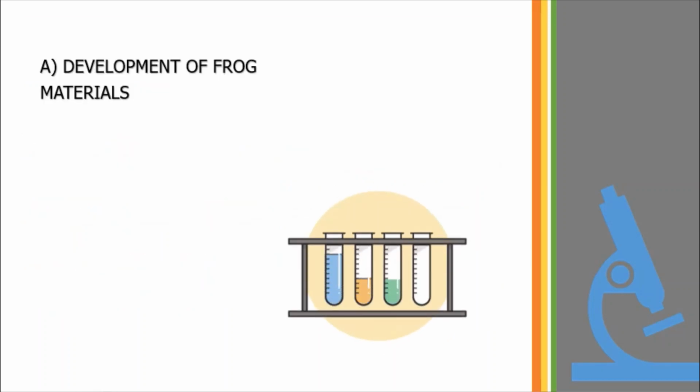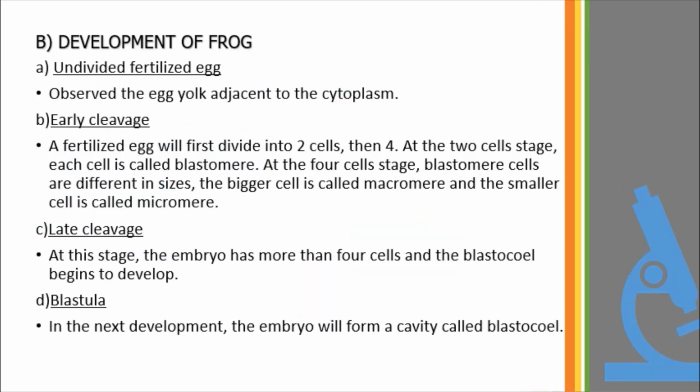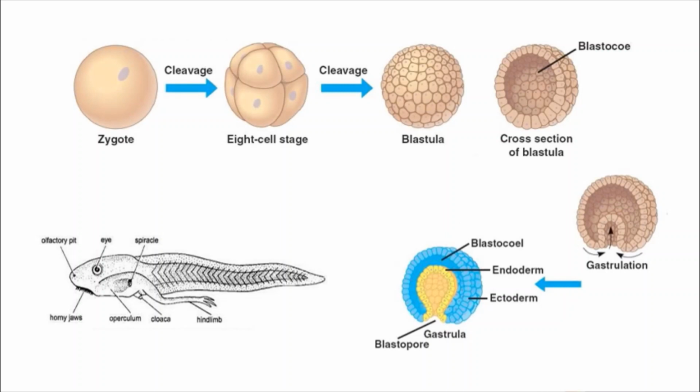Materials needed for this experiment. These are the stages of development of frog, from undivided, early cleavage, late cleavage, blastula, gastrula, neurula, and tadpole. Here are the pictures of these development stages.